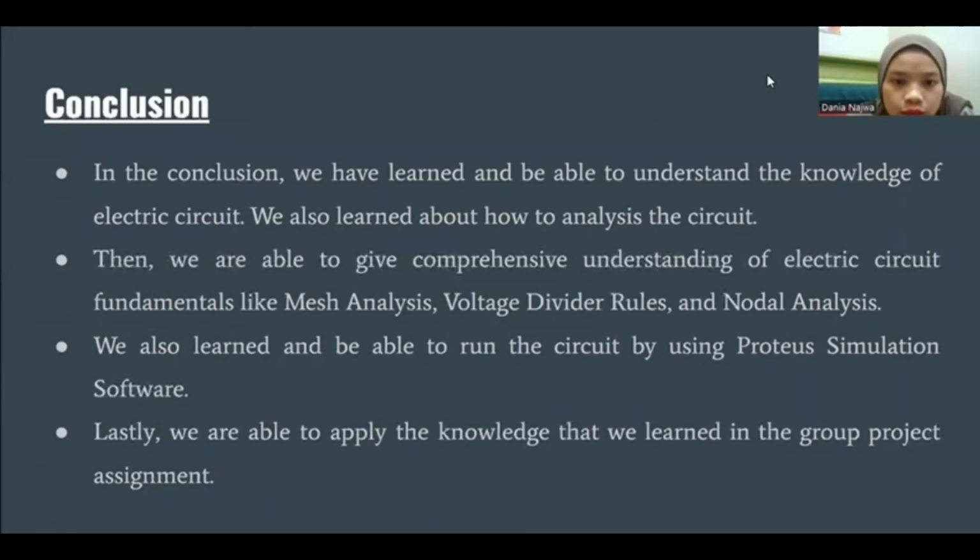In conclusion, we have learned and be able to understand the knowledge of electric circuits. We also learned about how to analyze the circuit. Then we are able to give comprehensive understanding of electric circuit fundamentals like mesh analysis, voltage divider rules, and nodal analysis. We also learned and be able to run the circuit by using Proteus simulation software. Lastly, we are able to apply the knowledge that we learned in the group project assignment.